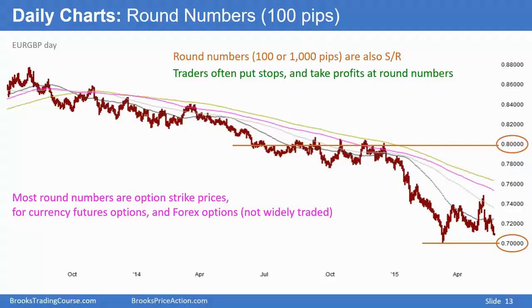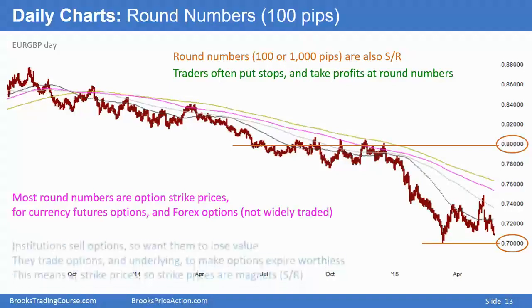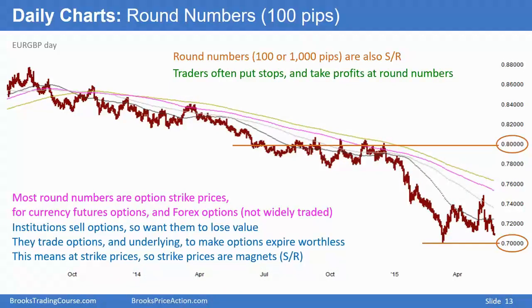Institutions are always going to try to manipulate the price of the underlying, for example, a Forex market, so that when an option is expiring, it'll be around a big round number. And because the option strike prices are important, they are magnets.